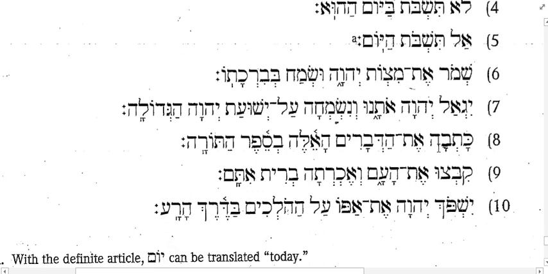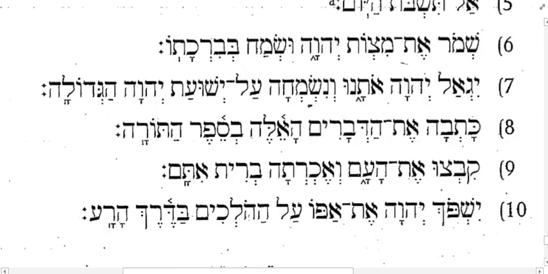Okay, number 9. Someone wants to do number 9. Let me read this out loud, and if you would be so kind as to sound it out or mouth it in your mouth, it goes like this: qivtsu et ha'am ve'ikhratu berit itam. Okay, so do I have any identifiable verbs with 3 root letters in the beginning of 9? You see anything?